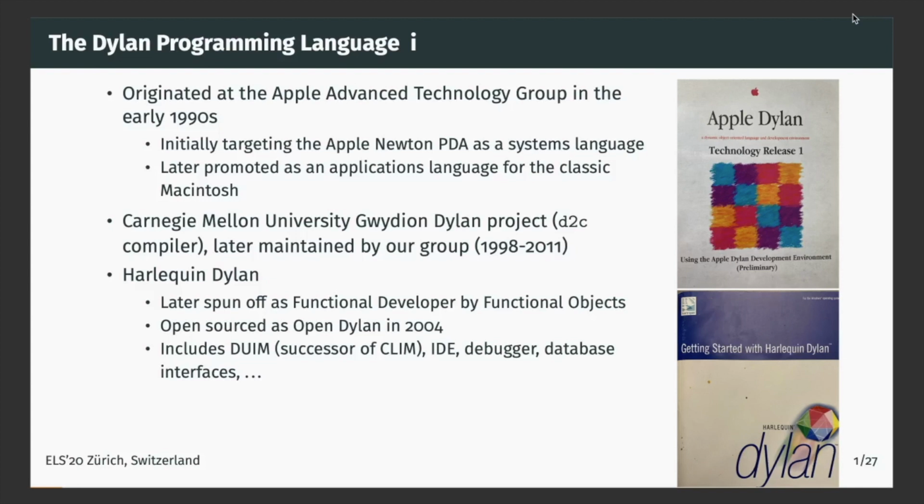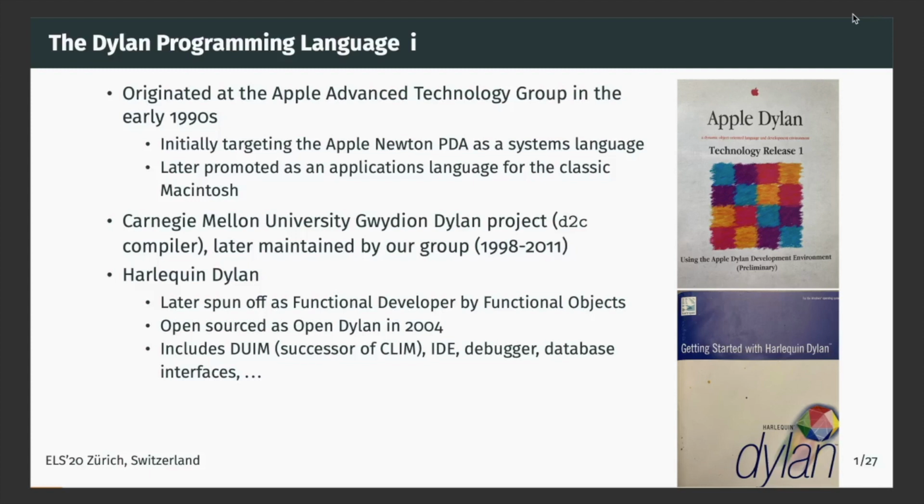The Dylan programming language is a Lisp dialect that originated in Apple's Advanced Technology Group in the early 1990s. It was initially hoped that Dylan could serve as the systems language for the Apple Newton personal digital assistant, and was later promoted as a development language for desktop Macintosh applications before the project was finally canceled.